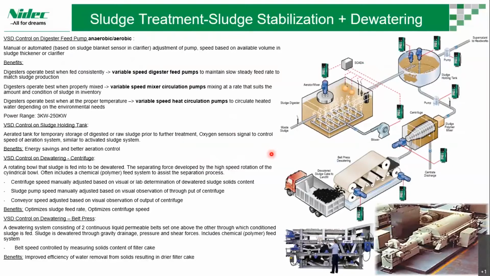The final one is sludge treatment, stabilization, and dewatering, where we can use it too. Here again, there's an aerator. It's a sludge holding tank, where we can have aeration. We put VFDs here, and this is a digester where we do the digesting, which has two different stages, anaerobic and aerobic.